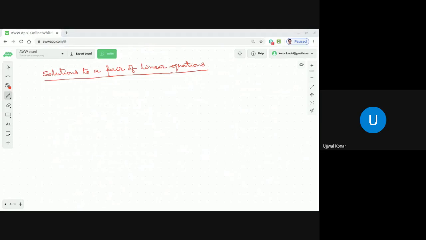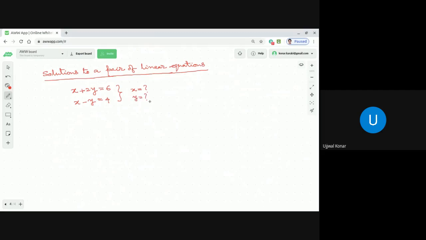Okay. Let me give you an example. Suppose I say that x plus 2y is equal to 6 and x minus y is equal to 4. Suppose. Okay. Then how can we find the value of x and y? So what is our target? Our target is to find the value of x and y. That is our target.